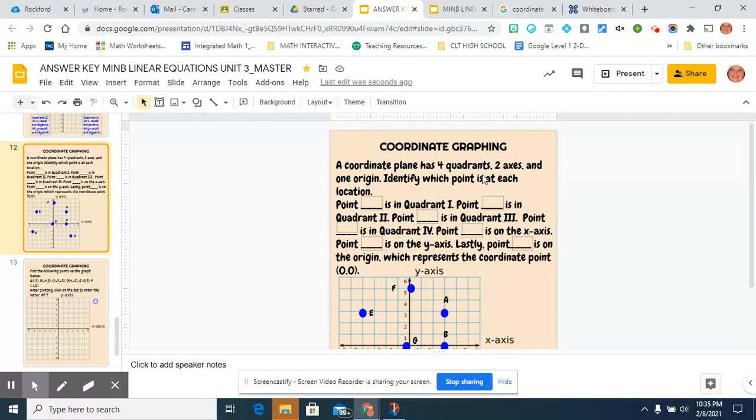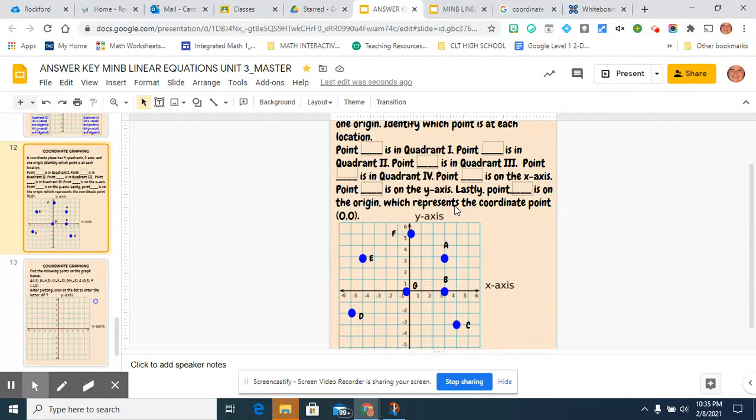Okay, it says, the coordinate plane has 4 quadrants, 2 axes, and 1 origin. Identify which point is at each location. So using the notes that we just took on the previous page, we can say that point A is in quadrant 1. Now remember, to be in quadrant 1, your value for x and y both have to be positive. You might say, well, B kind of looks like it's in quadrant 1, but it's not. And that's because it's not in a quadrant, it's on an axis, okay? And when you're on an axis, in this case, yes, we moved over 3, but we didn't go up at all. So this point would have 3, 0. So one of the coordinate points would be 0, which is neither positive or negative.